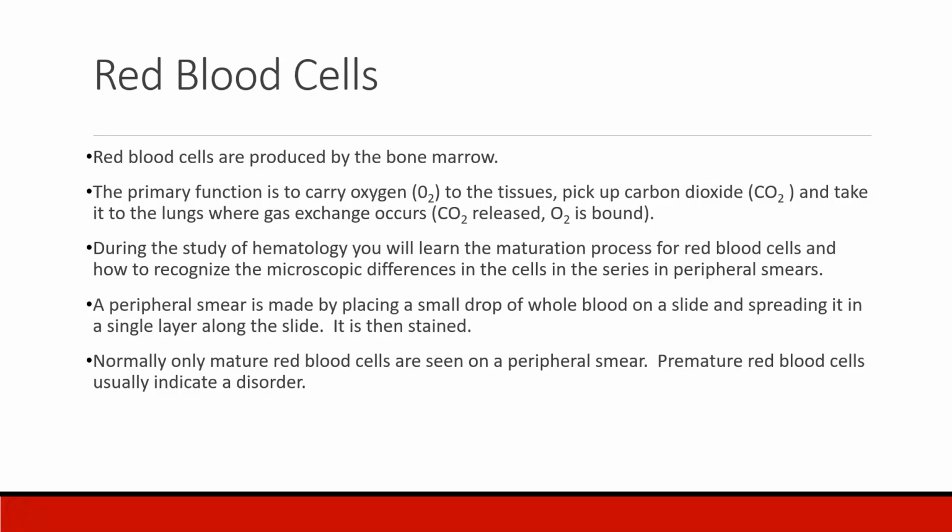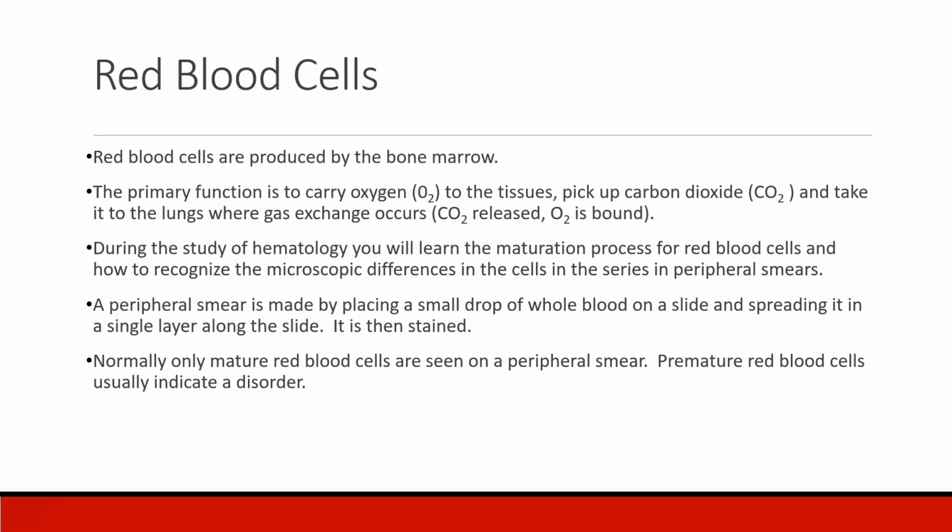So let's talk more about red blood cells. These are produced by the bone marrow, and of course bone marrow is found in your long bones. Their primary function is to carry oxygen to the tissues, pick up the carbon dioxide, and take it to the lungs where gas exchange occurs. Carbon dioxide is released when you blow out, and O2 is bound when you breathe in. So there's this constant exchange in the lungs of these two gases.